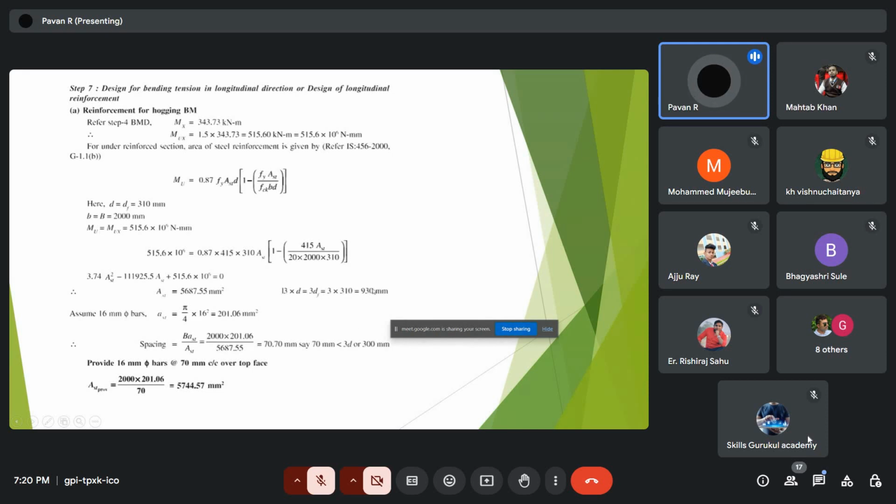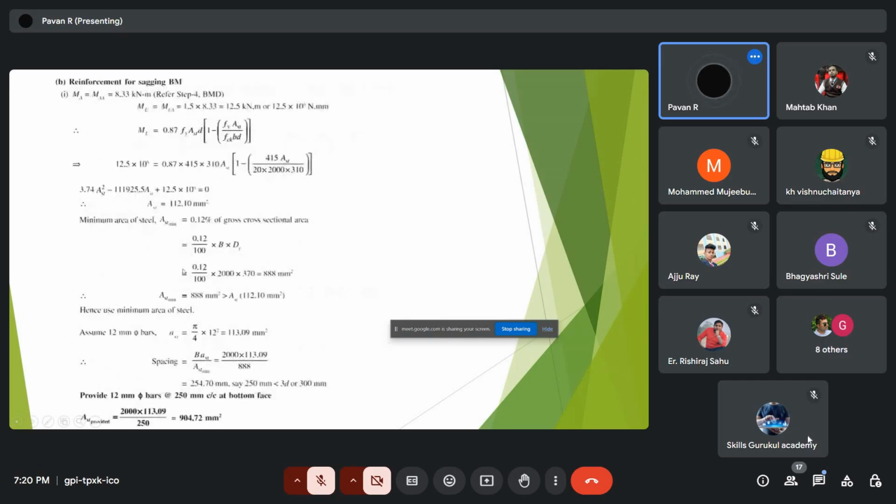310, that is 930 mm, so it is less than 3D, so we should provide 16 mm bars at 70 mm center to center spacing on the top face of the footing, and AST provided can be calculated here. And we should also calculate the AST that is required for the sagging bending moment.